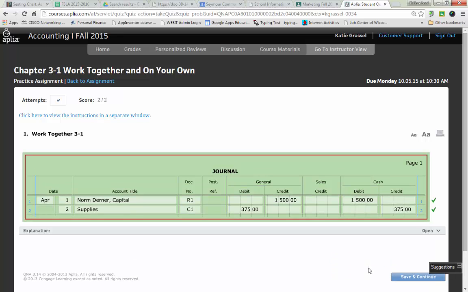Go ahead and check your answer on your work together. I got 100. You got 100 also? You did not. Your account title's incorrect. It's supplies. No, because you have a special column for supplies, you don't write it there. Or because you have a special column for cash, you don't ever have to write in the account title. Go ahead and try it on your own.